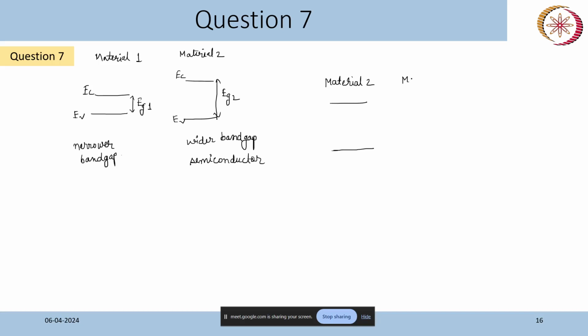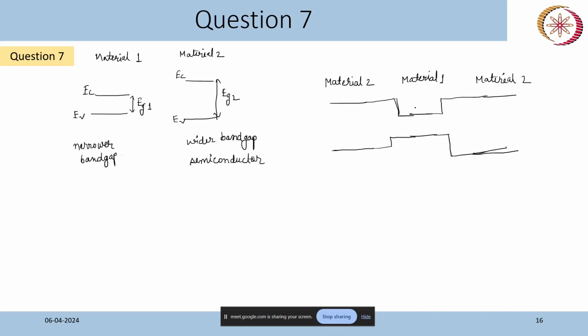Then material 1 is connected. And then material 3. Material 2 again. So this will have a band diagram like this. So this part, if you look at it, it is like a quantum well.